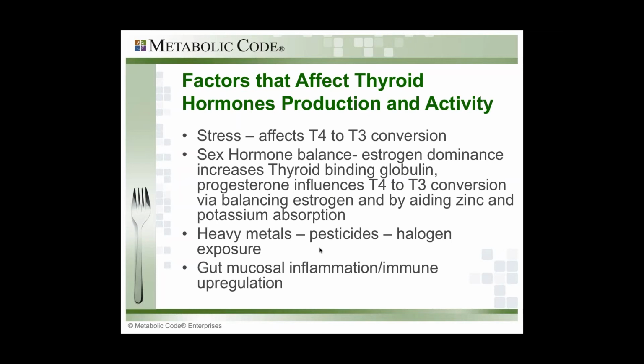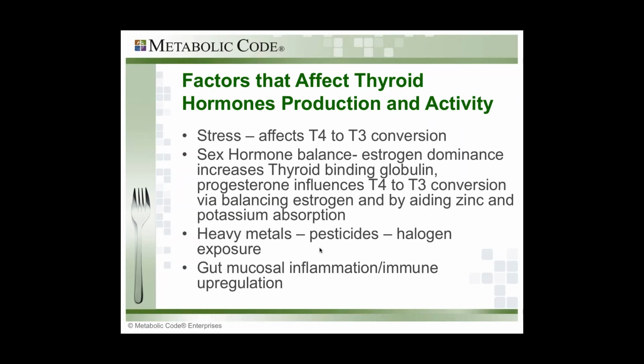I didn't want to get into thyroid without being sure to mention that there are so many other factors that can affect thyroid. And if you're doing metabolic code assessments and reports, you realize that there's a huge interplay between things like stress. Stress downregulates the production of T4 to T3. Sex hormone balance impacts it. If a person is estrogen dominant, that increases thyroid binding globulin.